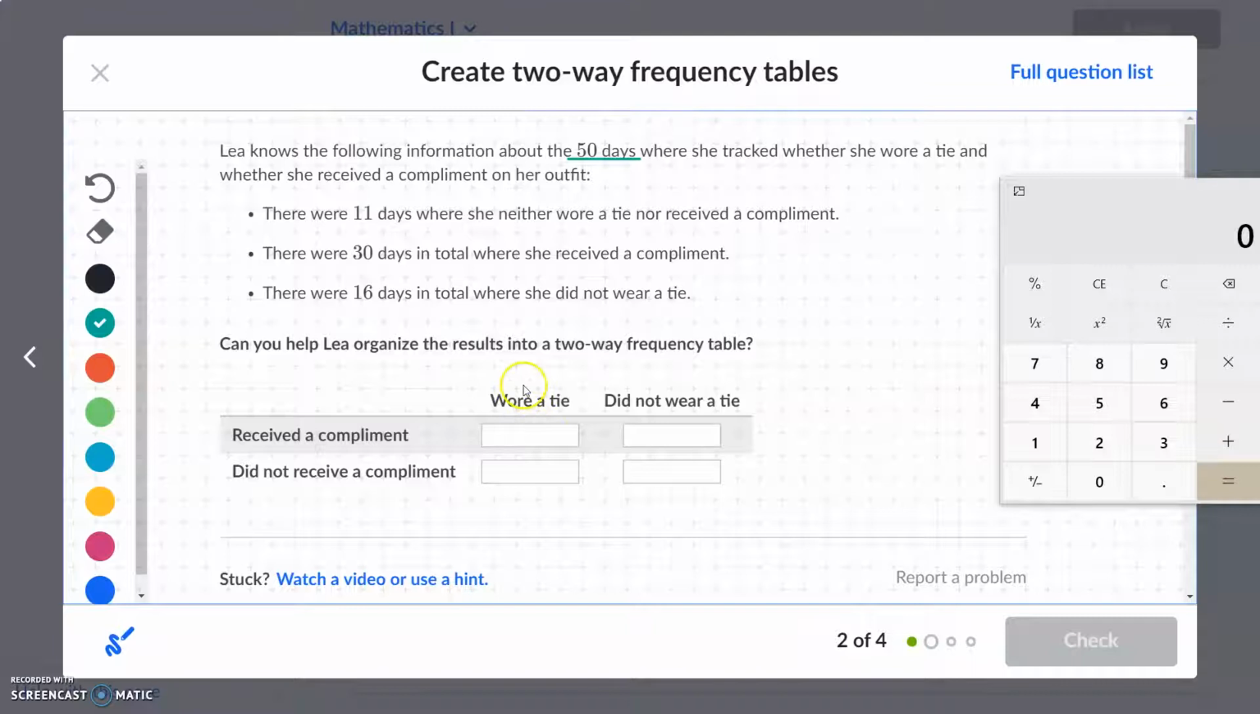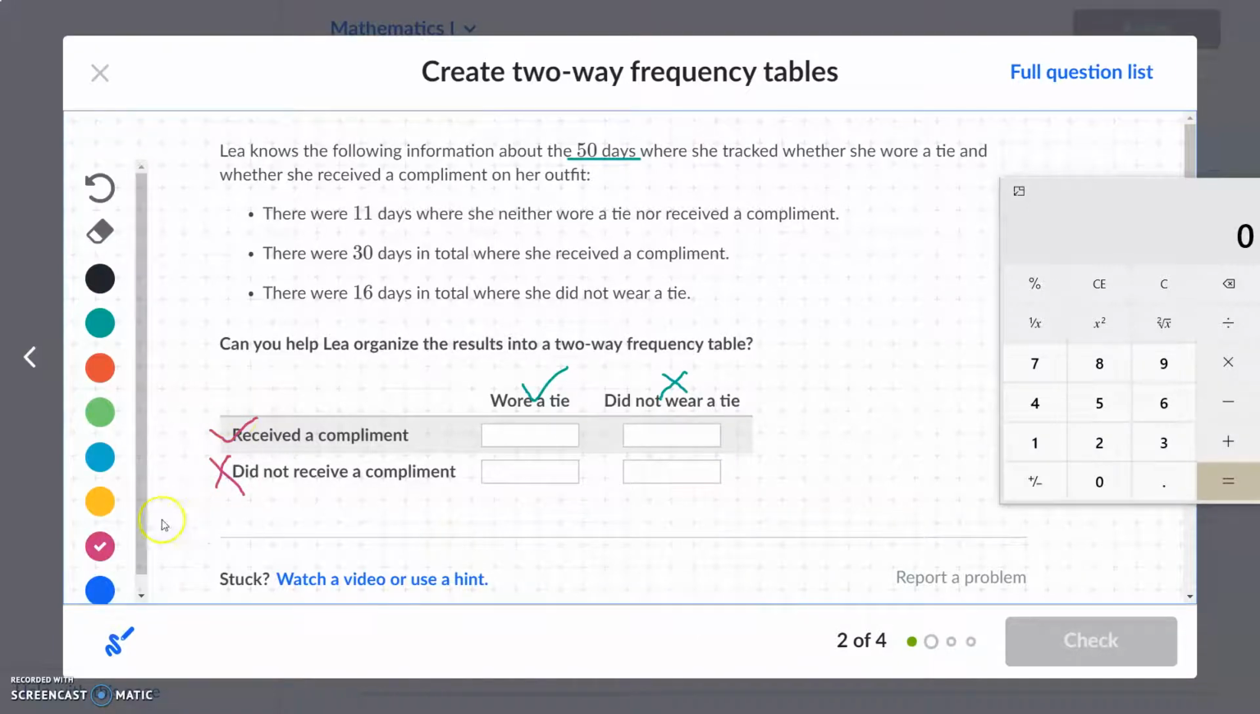She wore a tie and she received a compliment, right? Use a different color there. Let's do compliments in purple. Oh, wrong one. And then there are some days where she did not wear a tie, and then there are some days where she did not receive a compliment.